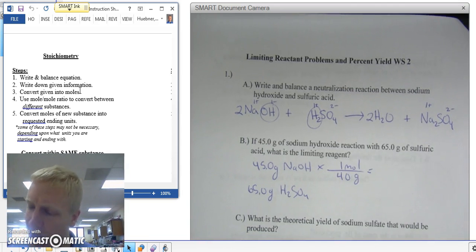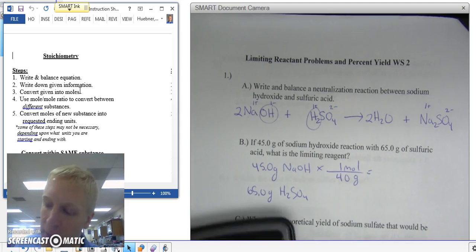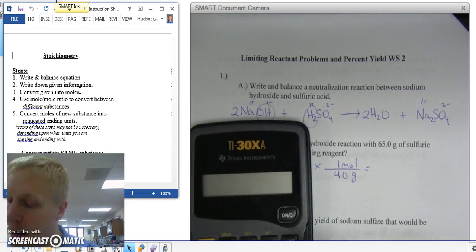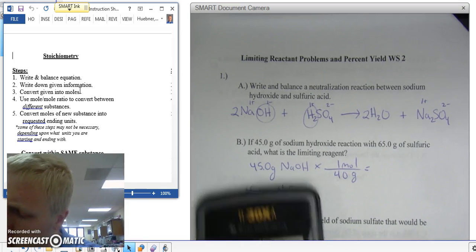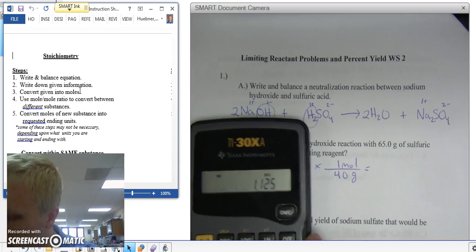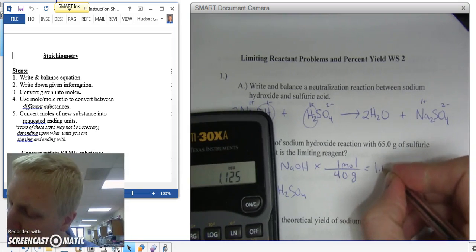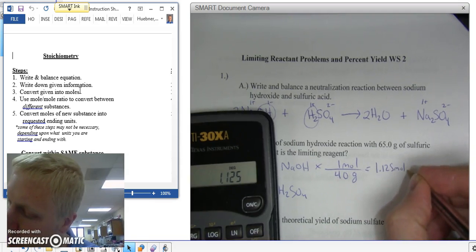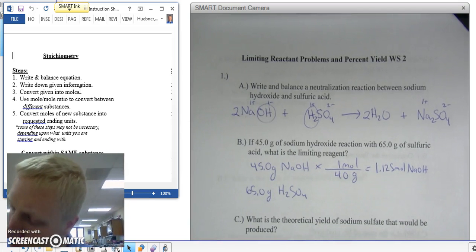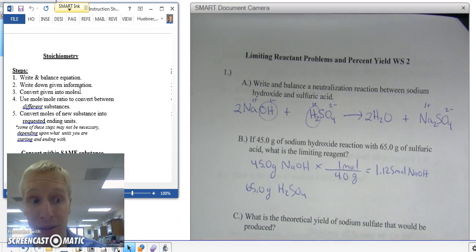Oh man, looks like we're going to have to do some math. Whenever we do math, we need to pull our calculator out. Good thing I kept mine in my backpack, which I brought to class. Sometimes I just put it in my pocket if I don't have a backpack. Alright, 45 divided by 40 gives me 1.125 moles of NaOH. Alright, that's my convert to moles. All I did was convert to moles.